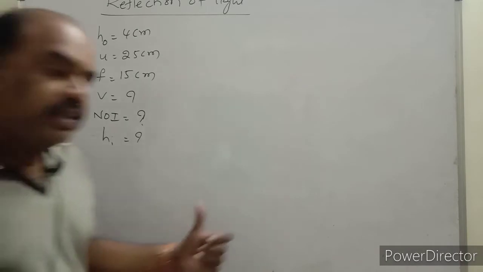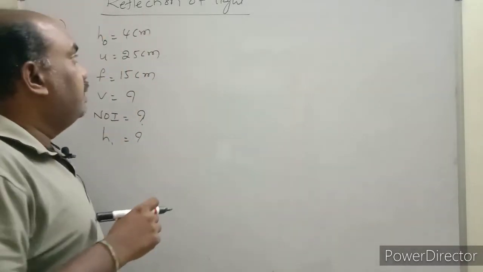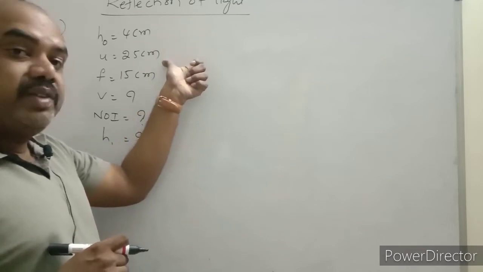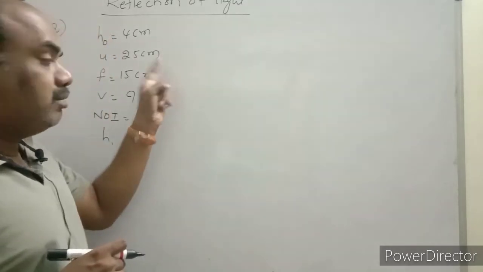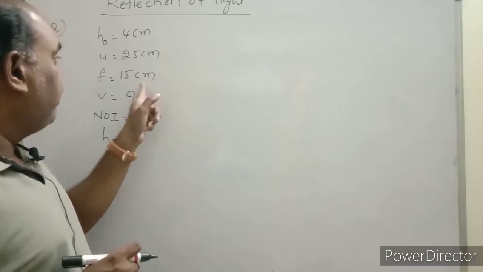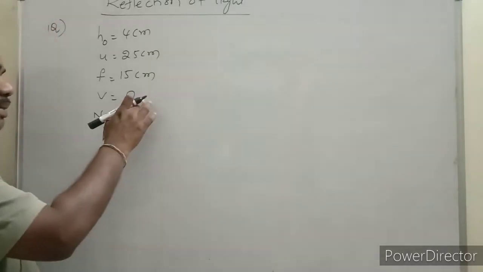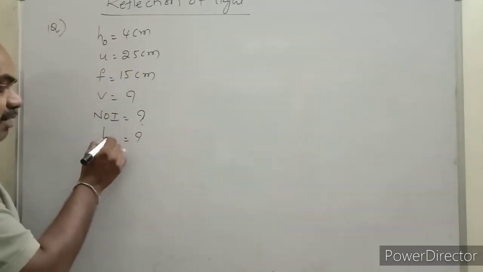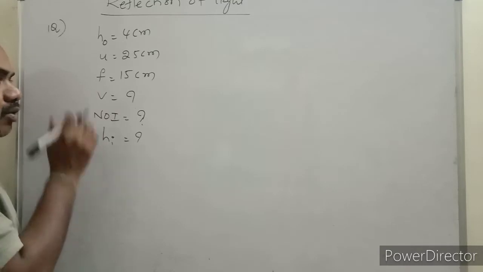See children, this is the first question we are going to see. Size of the object is given 4 centimeter and it is placed 25 centimeter in front of the concave mirror, and focal length of the mirror is also given 15 centimeter. Find the image distance where the sharp image is formed. Find the nature of image and height of the image. These 3 points we have to find.